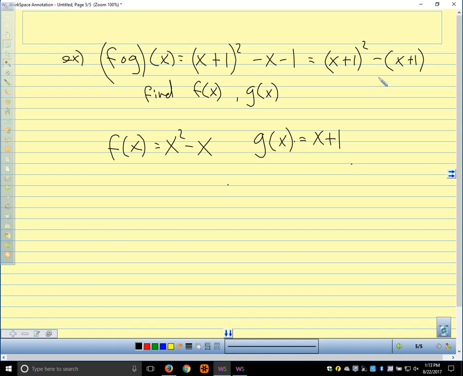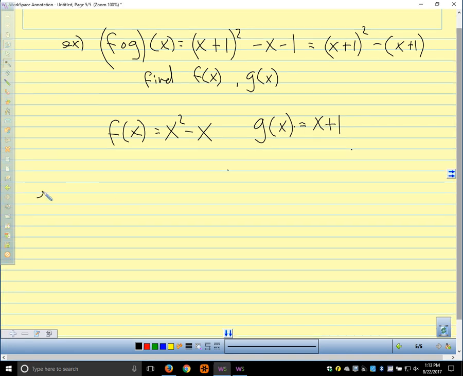When you start working in calculus, this skill, figuring out the inside function, outside function, undoing these compositions in your head, is going to be an important tool. All right, are we good? We're good there.